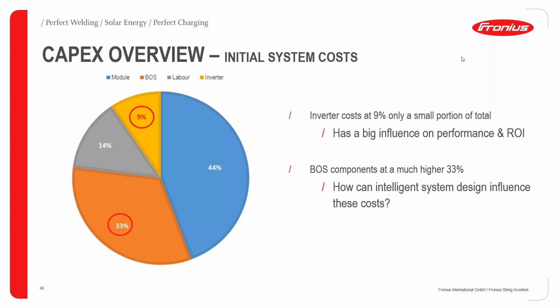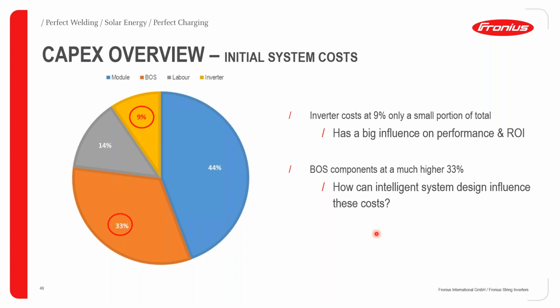Going deeper and looking at the Capex overview, these are the initial system costs. We can see a breakdown, a pie chart here, breaking down the costs of the system as far as the Capex is concerned. What you can see is that, of course, the modules form the biggest chunk of the Capex. This is followed by the balance of system components, and then we have labor and associated costs. And then, surprisingly or not, the inverter comes in at only 9% of the entire Capex, or the initial expenditure for the system.